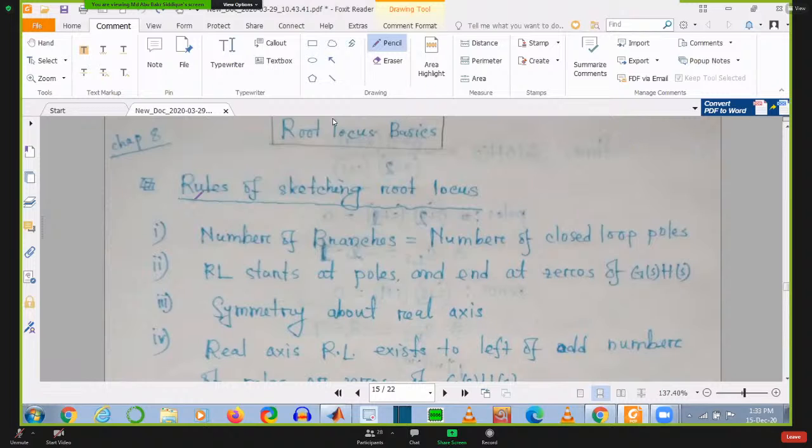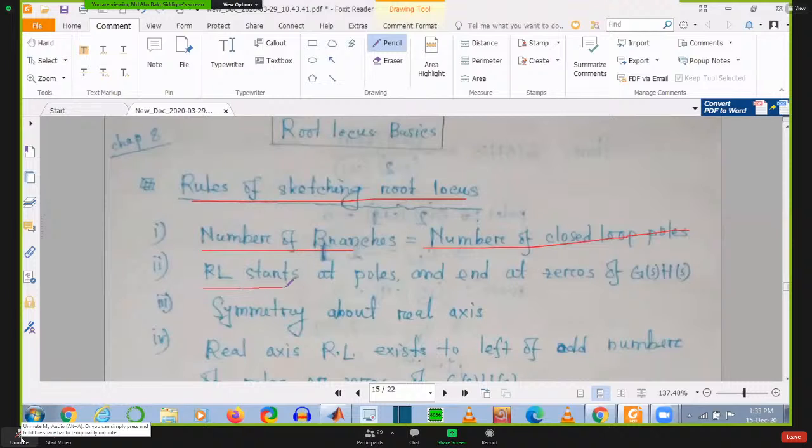Let me repeat the rules one more time. Rules of sketching root locus. How can you sketch root locus? Like signal flow graphs, which have some sketching rules, here we are discussing the rules of sketching root locus. Number of branches equals the number of closed loop poles. If there are two closed loop poles, there will be two branches. If there are three closed loop poles, there will be three branches.